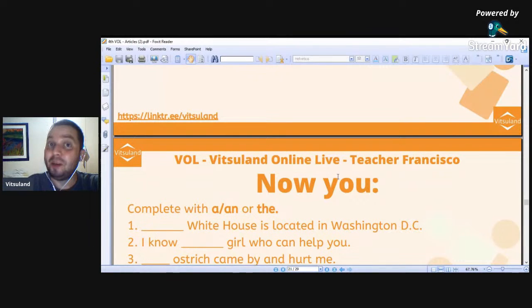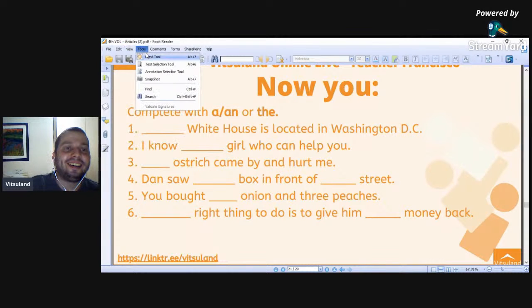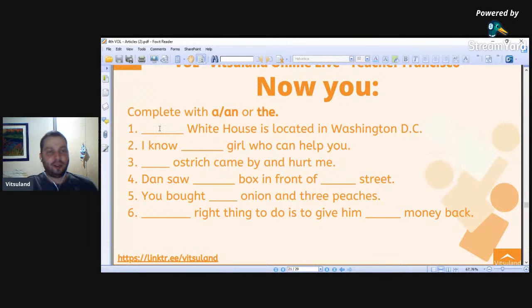Now let's do some exercises. Let's practice a little bit. Complete with a, an, or the. Okay, so let's start the exercises. I love this moment. Let me just start with the writing tool here. The White House is located in Washington, D.C. It's in Washington, D.C. So in this case, we use "the." Check out if it's writing here.